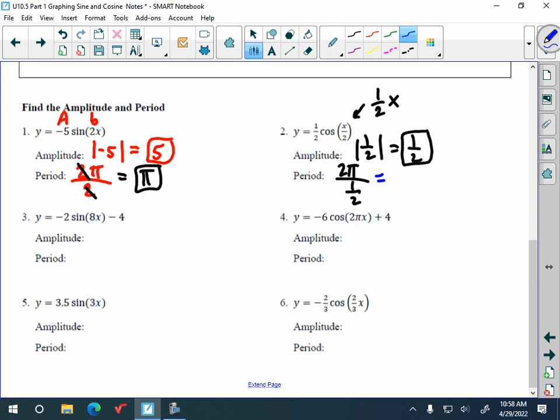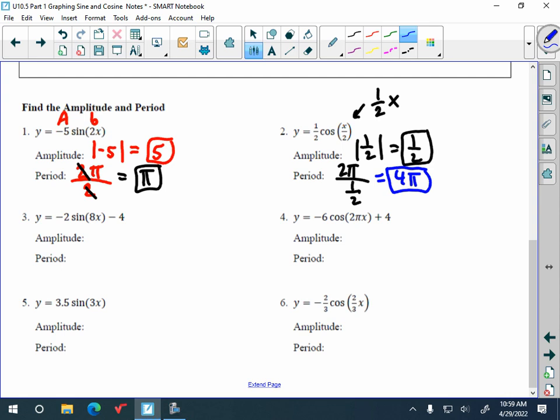Yeah, good. So 2 pi divided by 1/2, you can multiply it by the reciprocal, which would be 2 over 1. So 2 pi times 2 over 1 is 4 pi. All right? So that means that every 4 pi, the cycle would repeat.